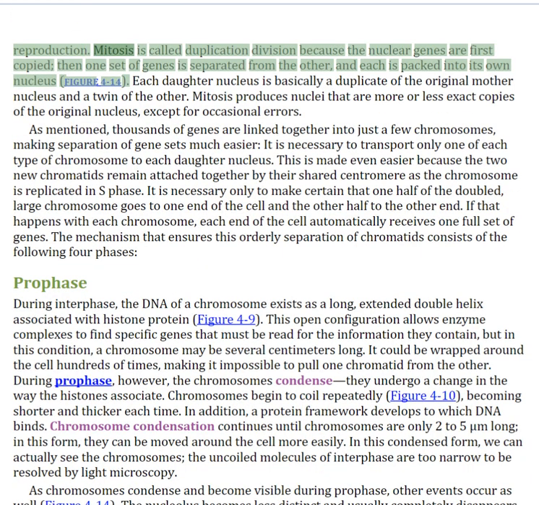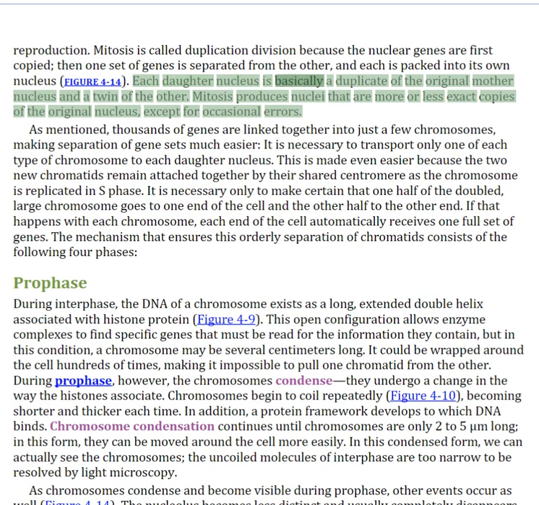It is also used by eukaryotic unicellular organisms when they are not undergoing sexual reproduction. Mitosis is called duplication division because the nuclear genes are first copied, then one set of genes is separated from the other, and each is packed into its own nucleus. Each daughter nucleus is basically a duplicate of the original mother nucleus and a twin of the other. Mitosis produces nuclei that are more or less exact copies of the original nucleus, except for occasional errors.